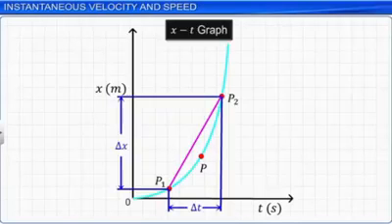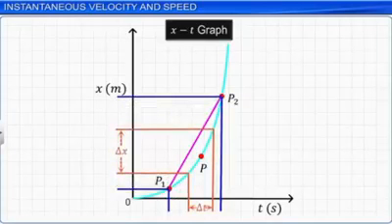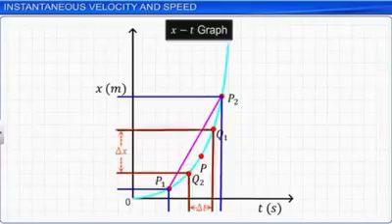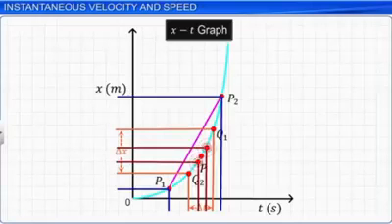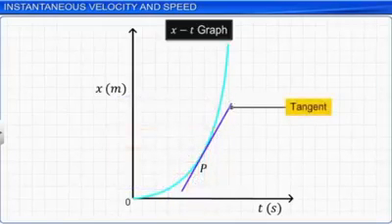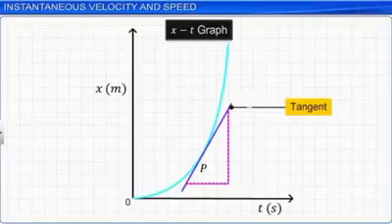When delta t is reduced, we get lines Q1, Q2, etc. On further decreasing the value of delta t, we finally get one line, which is the tangent to the curve at point P. The slope of this tangent represents the instantaneous velocity at point P. Slope is represented by tan theta as shown in the graph.